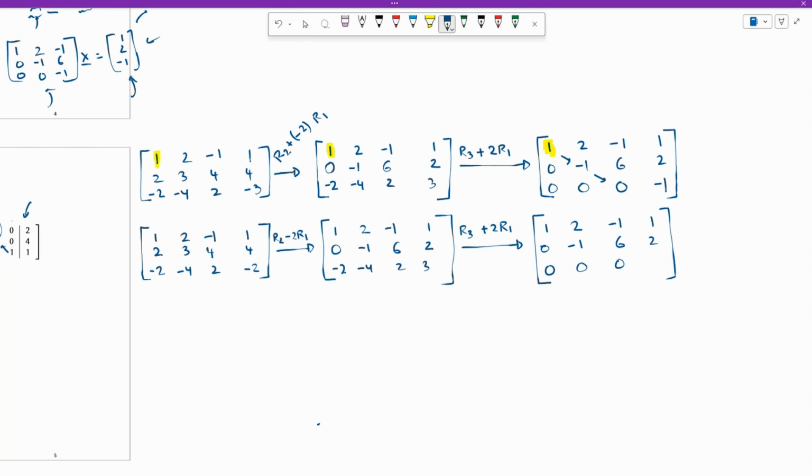Sorry, this is not 3. Minus 2. I'm wrong. This is minus 2. Earlier, when we did x equals b, this part had all non-zero pivots, and it came out nicely. And we were able to do back substitution and solve it.